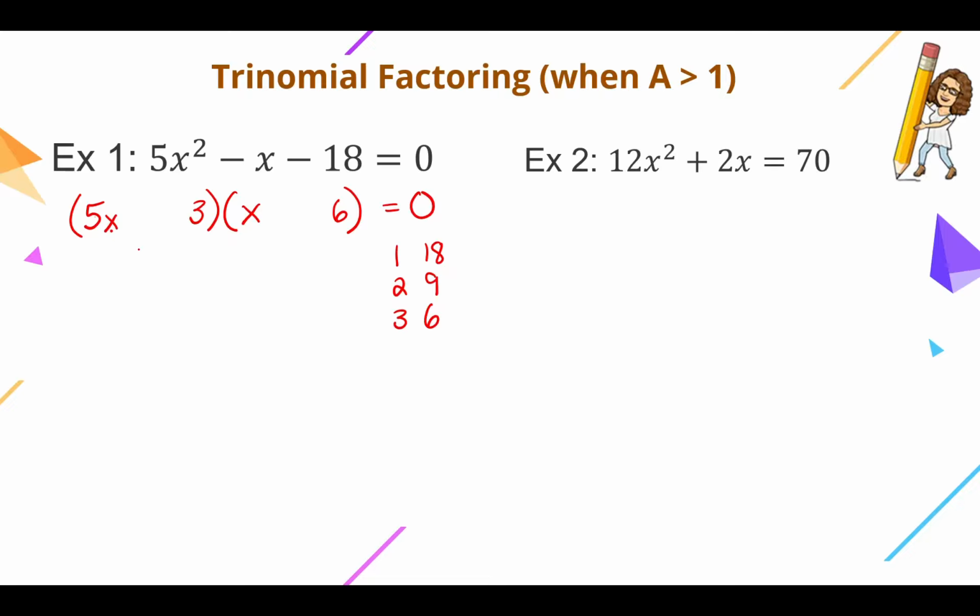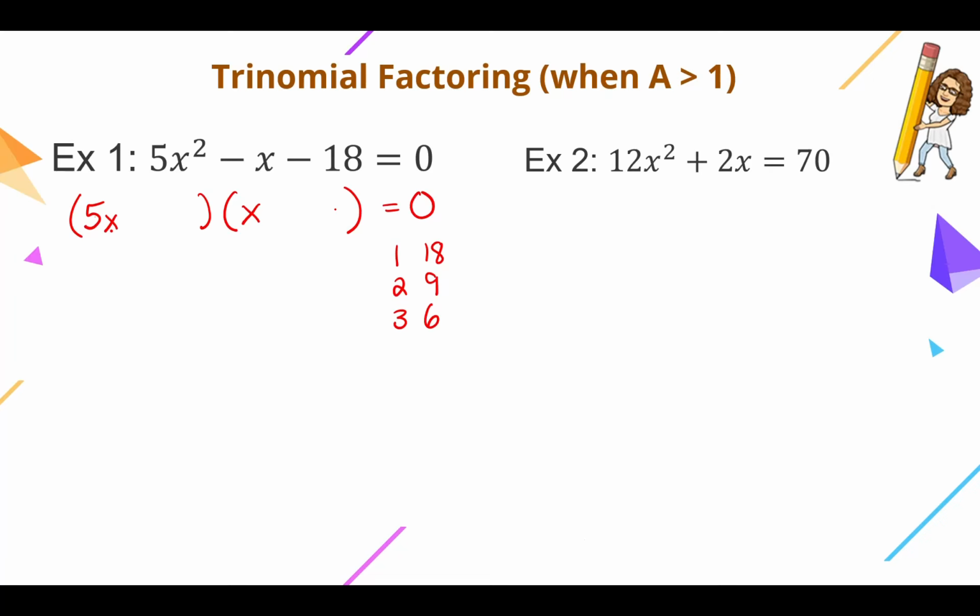Okay, I'm going to multiply the outsides. 5x times 6, that's 30x. That's really big. 3 times x, that's 3x. That's never going to give me a 1. Let's do a quick erase there. Oh, lost my bracket. Let's try 2 and 9.